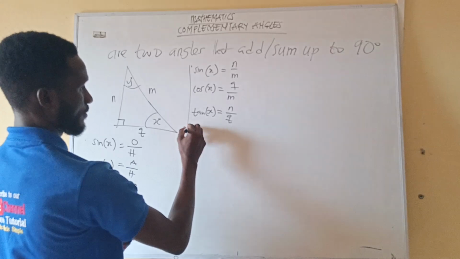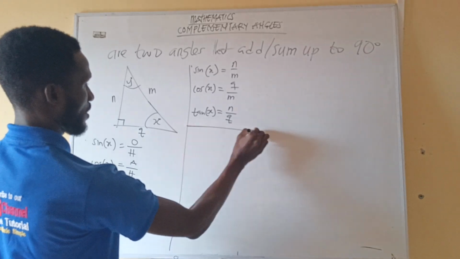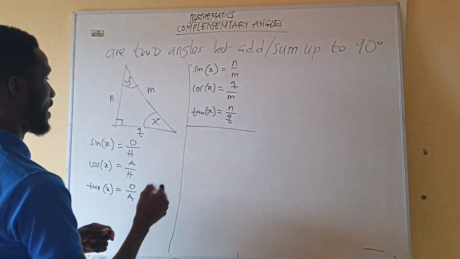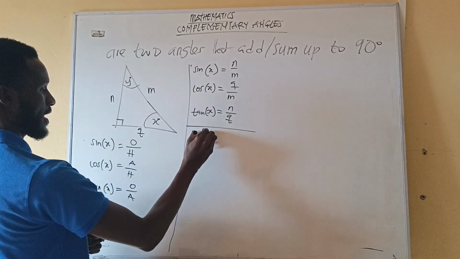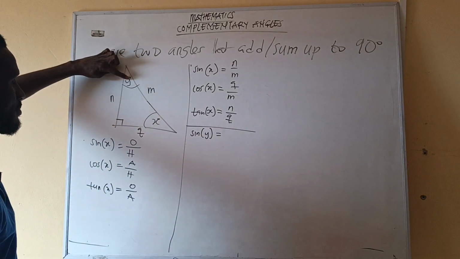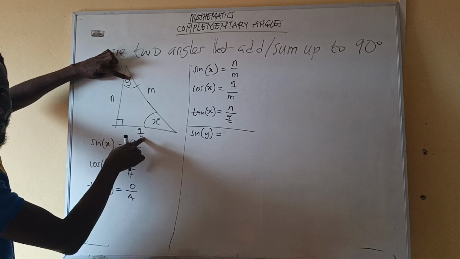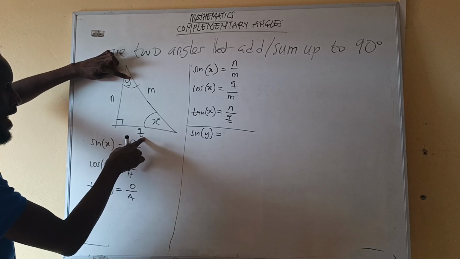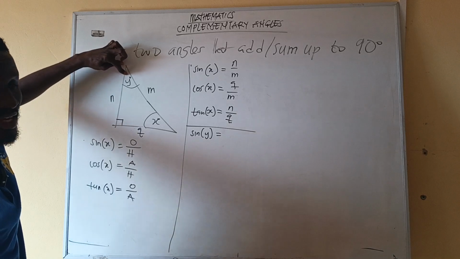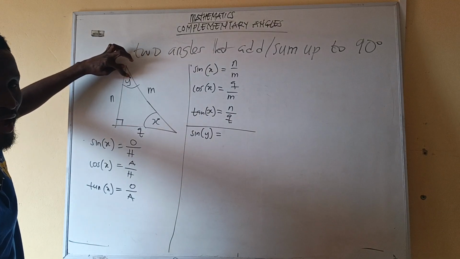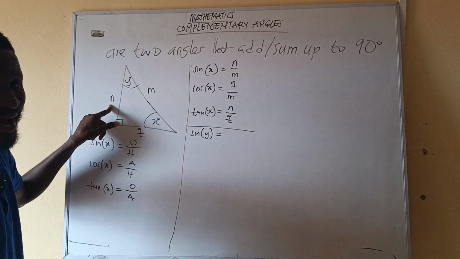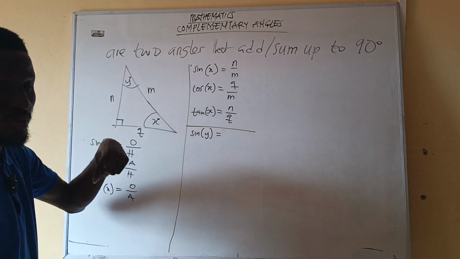Now, let's find the values in terms of y. First, let me solve for sine y. The moment I consider this angle, our opposite becomes Q, and the adjacent becomes what? N, because I want to consider the angle y. If I consider the angle y, then this one becomes our opposite, and this side becomes our adjacent. The hypotenuse remains the same.